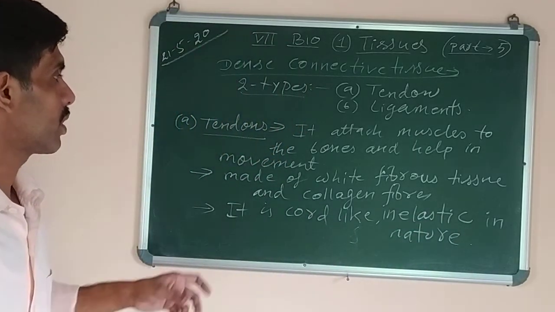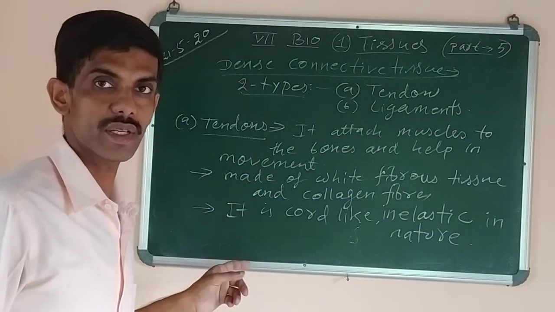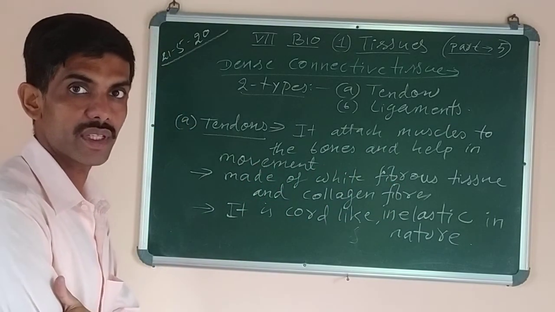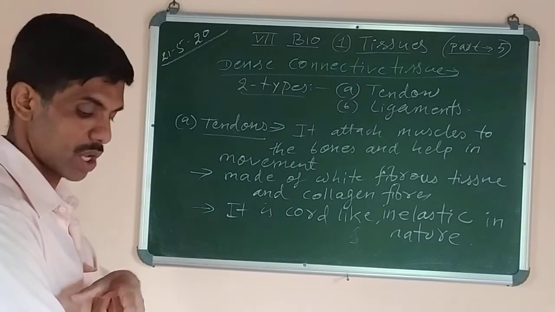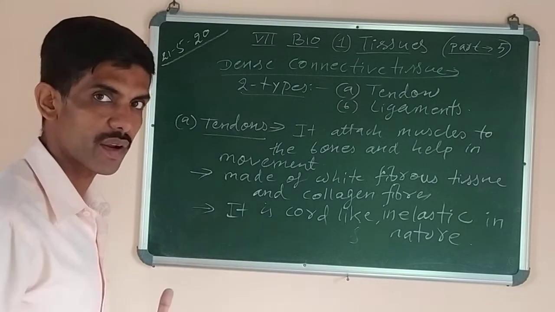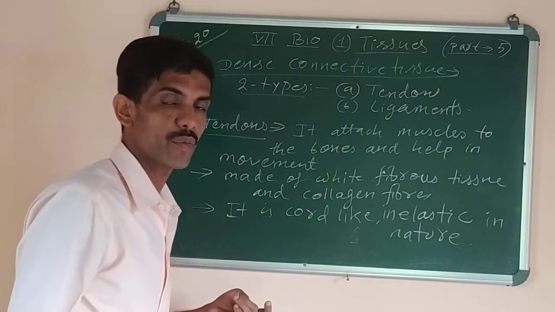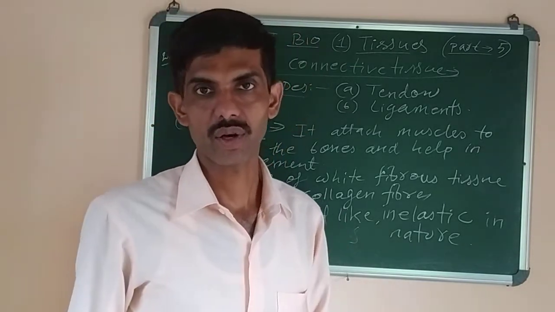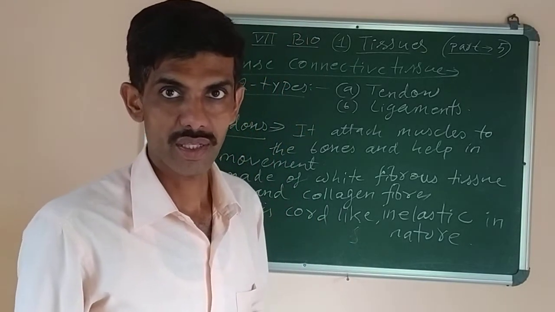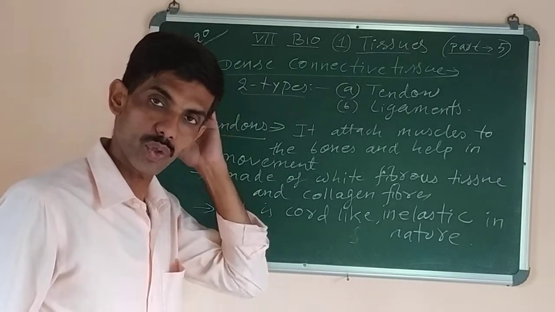So what are the points we wrote about the tendons? It attaches muscles to the bones and helps in movements. If muscles are attached to the bones, when the muscles contract or relax, it will bring movement of bones. And that movement is required when we move our hand or legs or any part of the body. In search of food or to get away from one place to the other, we have to show movement.